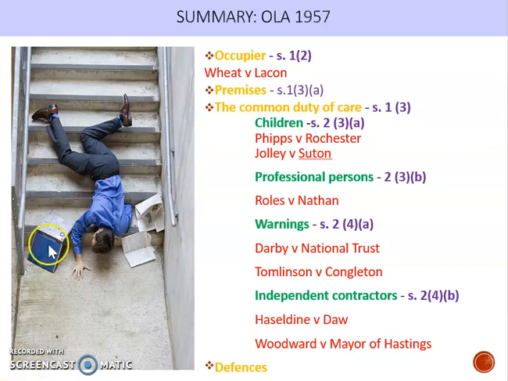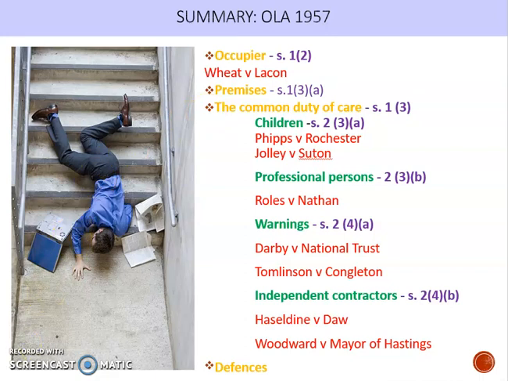So remember that occupiers liability is all about whether the occupier of premises should be liable for injuries sustained by visitors. The 57 Act is lawful visitors, the 84 Act is trespassers. We're looking at lawful visitors today. So remember that your occupier is defined in Wheat v Lacon. Premises are going to include aircraft and vessels as well as houses, and that the common duty of care for a lawful visitor is to ensure that they're reasonably safe.